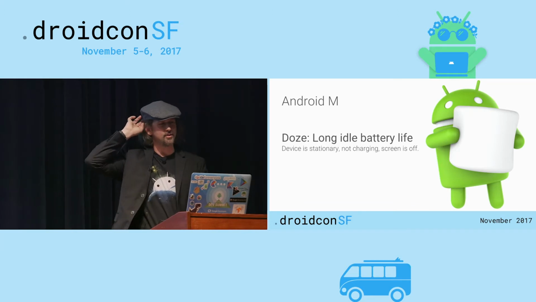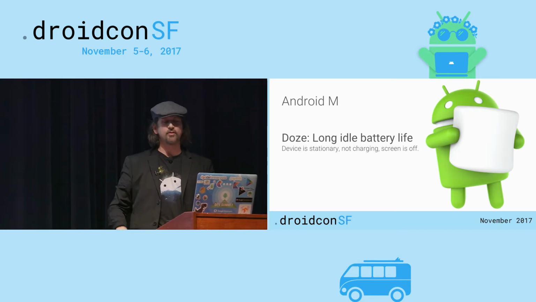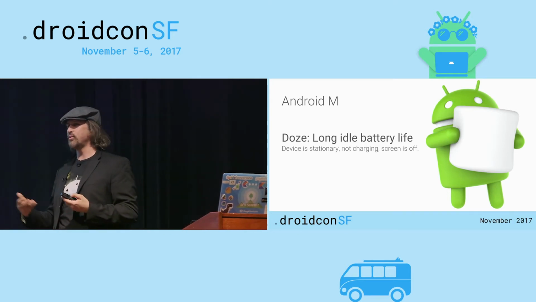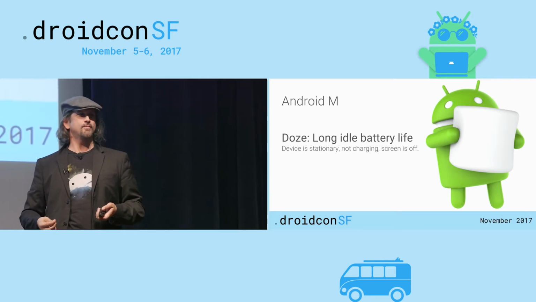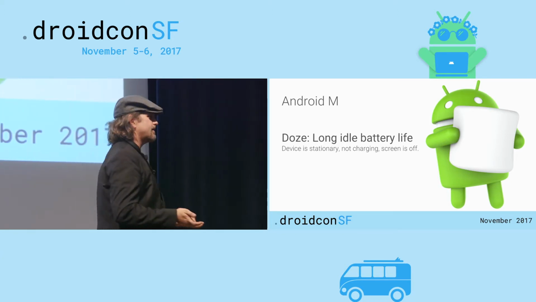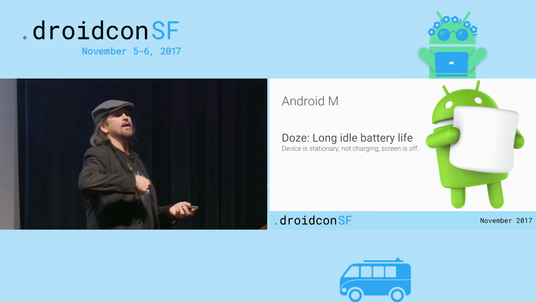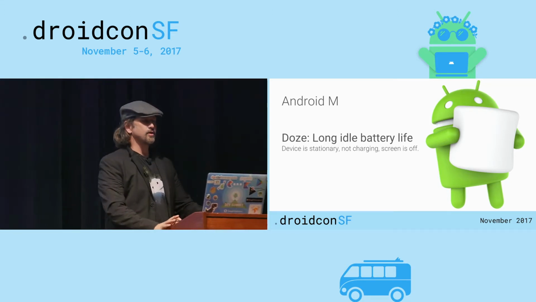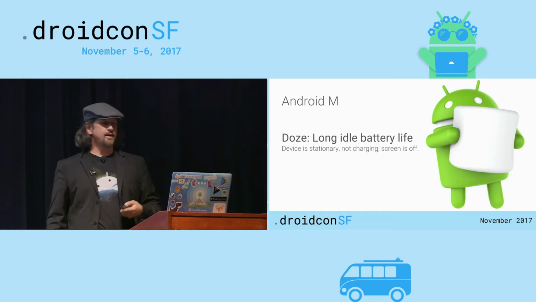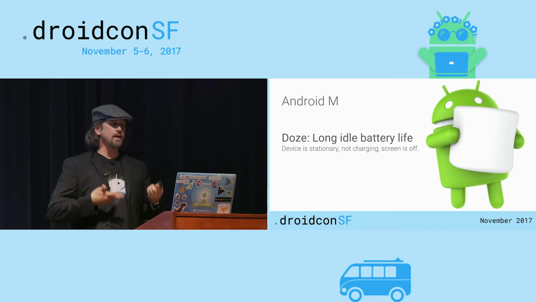And of course we had doze in Android M. And this is important because we have something that actually gives people long idle battery life. Once we put doze in, my tablet went from having like a day and a half of idle time to having a week and a half of idle time. And that's kind of cool. I'm not constantly panicked that I'm not charging it. And this is triggered, of course, when the device is not charging, the screen is off, and the device is stationary, and it basically creates this whole maintenance window thing.